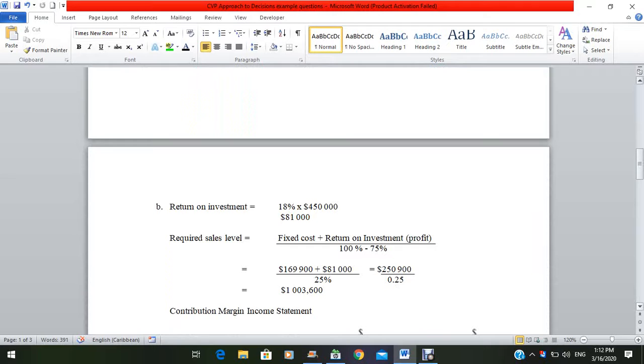Now, the first thing we'll do in this case is find the return on investment that the person needs. That is 80% of 450,000, which is $81,000. To find the break-even sales level which is required, the formula is: fixed costs plus return on investment, remember that formula which you went through in the notes before, divided by 100% minus 75%.